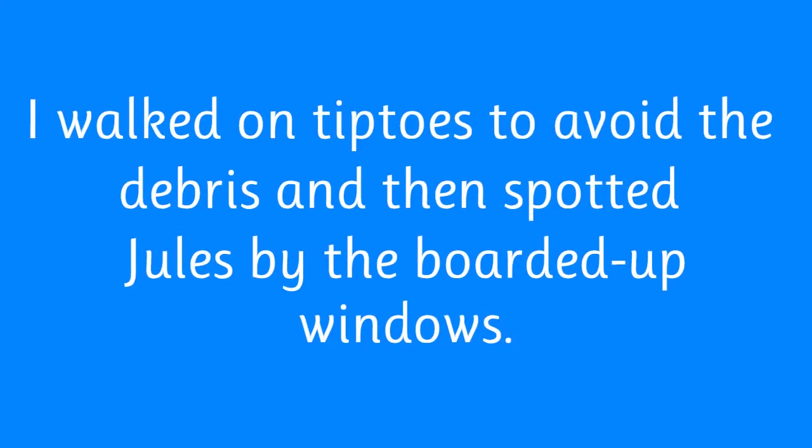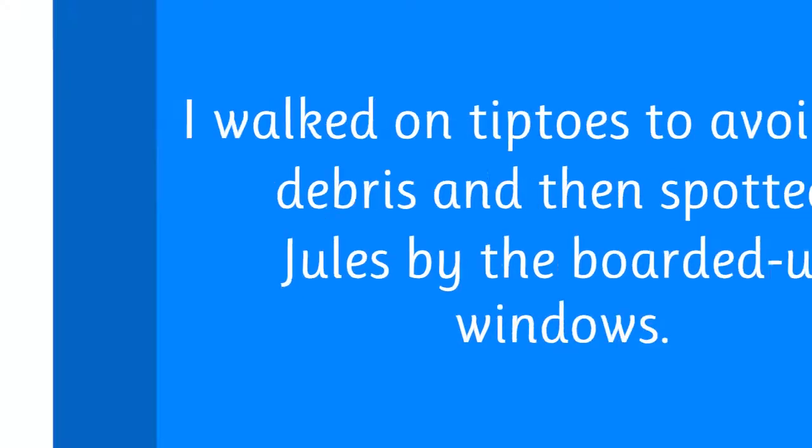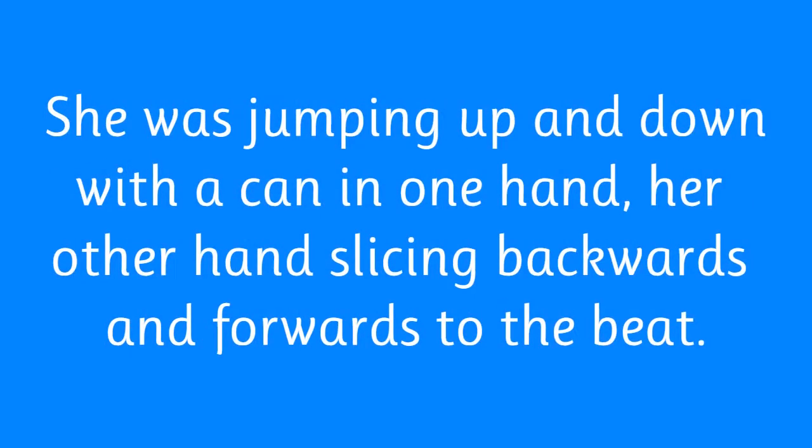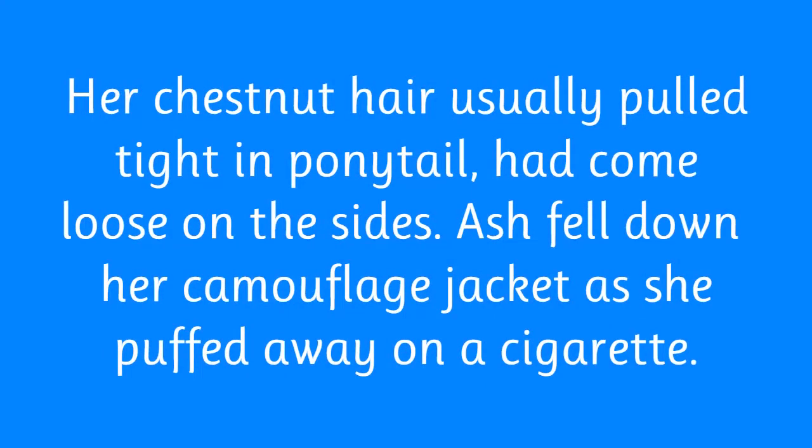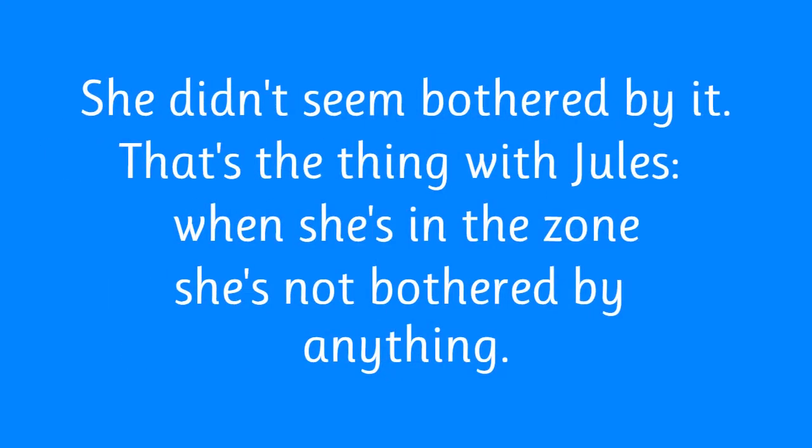I walked on tiptoes to avoid the debris and then spotted Jules by the boarded up windows. She was jumping up and down with a can in one hand, her other hand slicing backwards and forwards to the beat. Her chestnut hair, usually pulled tight in a ponytail, had come loose on the sides. Ash fell down her camouflage jacket as she puffed away on a cigarette. She didn't seem bothered by it. That's the thing with Jules. When she's in the zone, she's not bothered by anything.